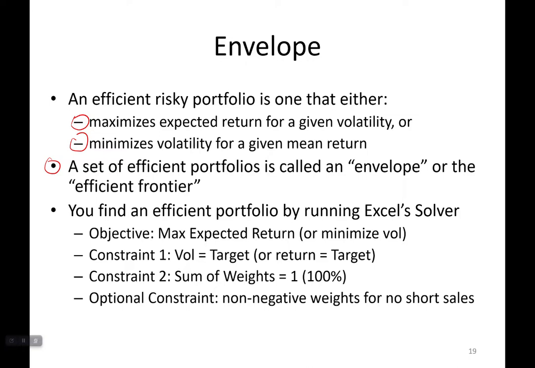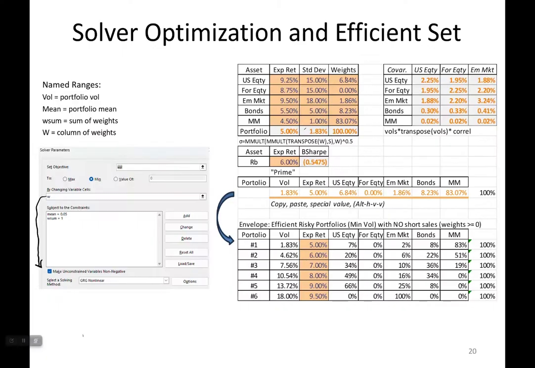You find the efficient frontier by running Excel's Solver, where you set an objective to maximize return by setting vol equal to some target and make sure all the weights add up to 100%. Or you minimize vol, set return to some targeted value, and also set weights to 100%. The optional constraint is a box in Solver that you check if you want to ensure the weights have to be non-negative, in other words, only positive or zero weights. You would do that if you don't want any short sales, no negative weights.